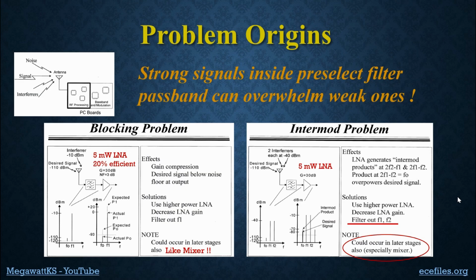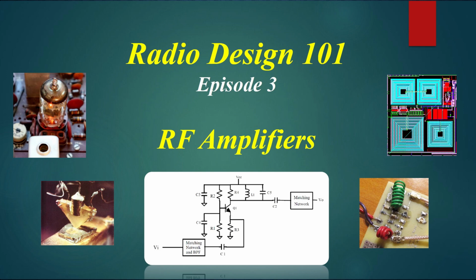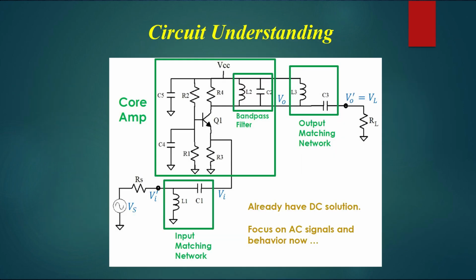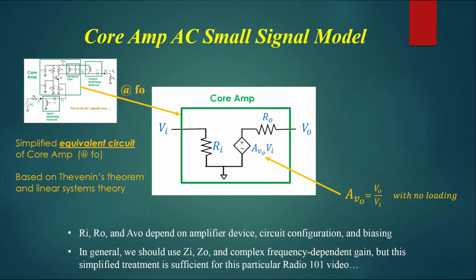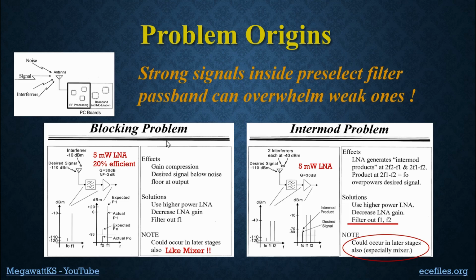So let's now drill down from this slide, which is at a block diagram level, to the circuits that make radios possible, that make the block diagram possible. And the material will be general. We're just going to use the one that we did in Radio Design 101 as a starting point, and show how the blocking problem, in particular the compression problem, and how intermods arise.